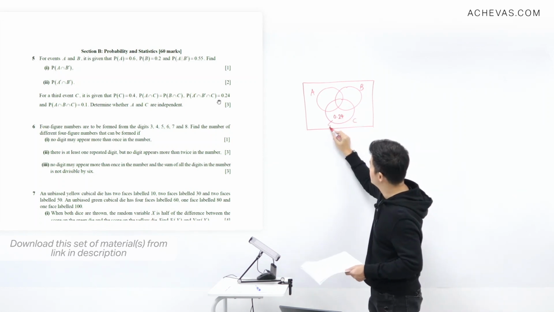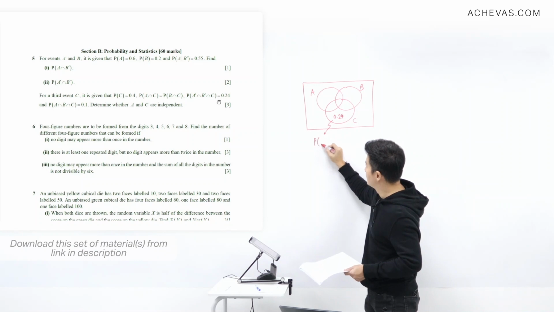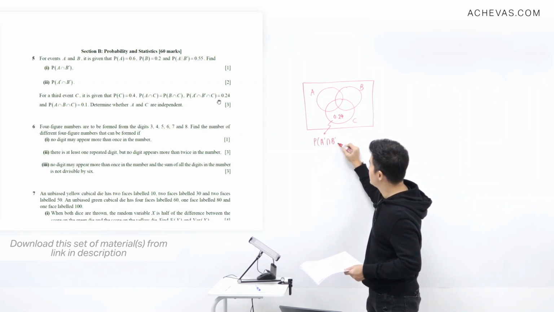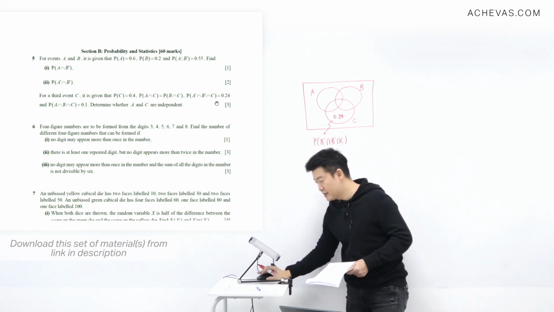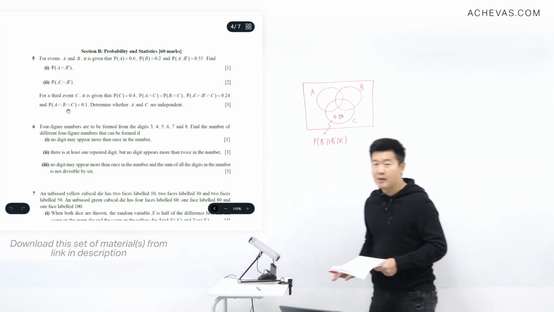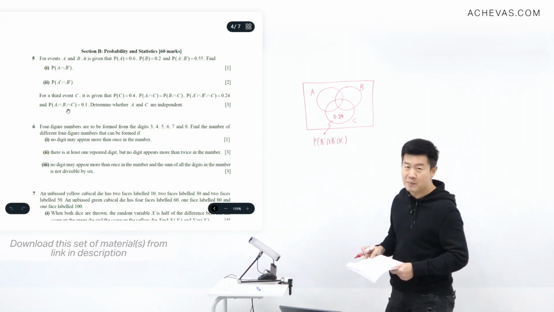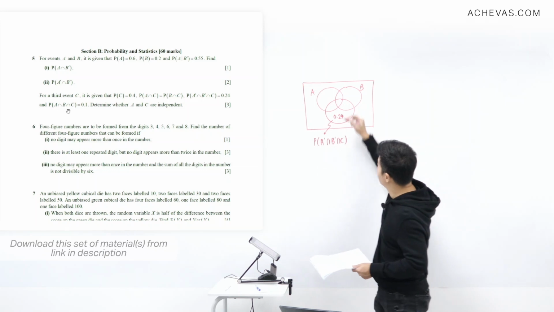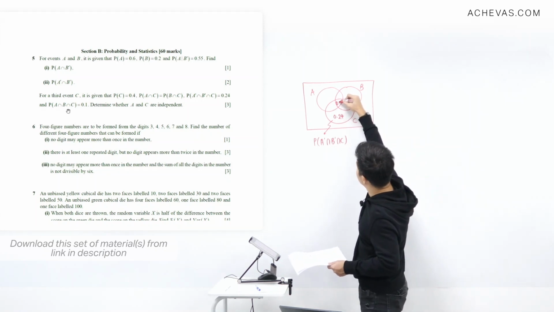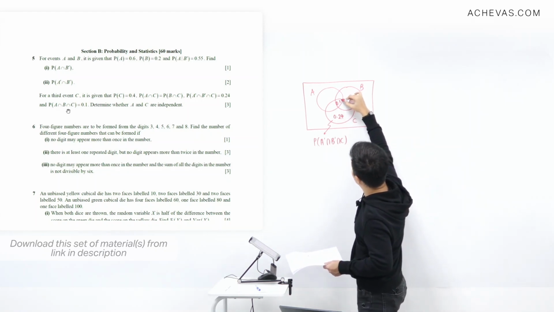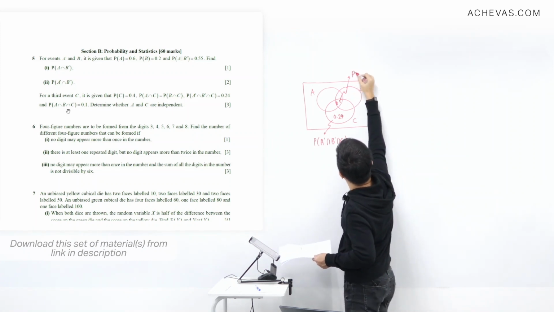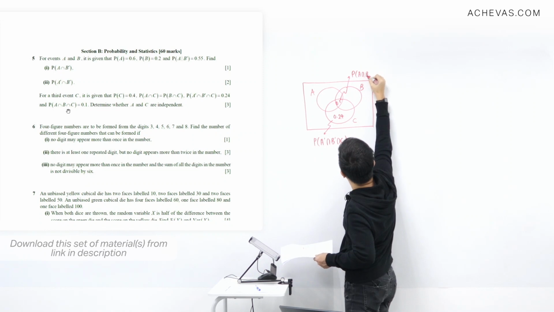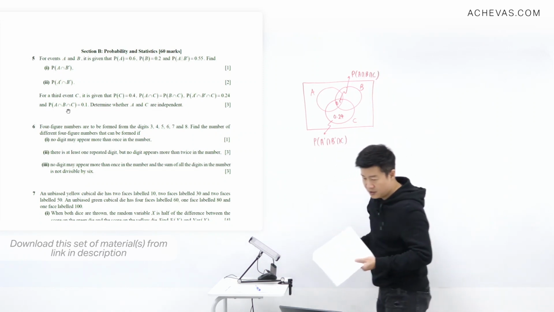Okay, so let me just indicate this. This is the probability of a region that is outside A and outside B and inside C at the same time. And we are also told one more piece of information, which is that the probability of A intersect B intersect C is equal to 0.1. And that is going to be this region here. So this region here is 0.1. Let me write it down here. So we have this region as the probability of A intersect B intersect C.